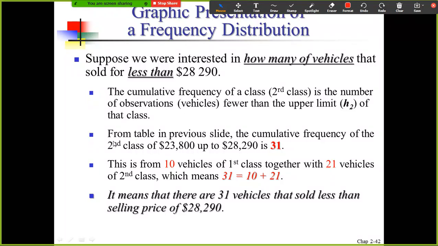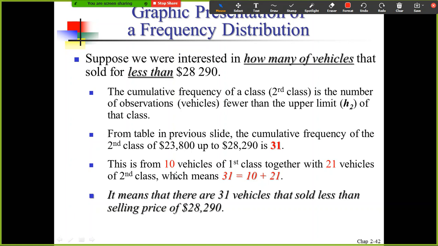Okay, so how many vehicles sold less than this price? They are 31. 31 comes from 10 from the first class and 21 from the second class. The cumulative frequency of a class, suppose the second class, is the number of observations, vehicles or cars, less than the upper limit of that class. That class is the second class. Less than the upper limit of the second class.